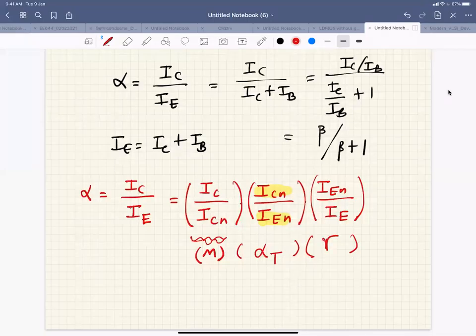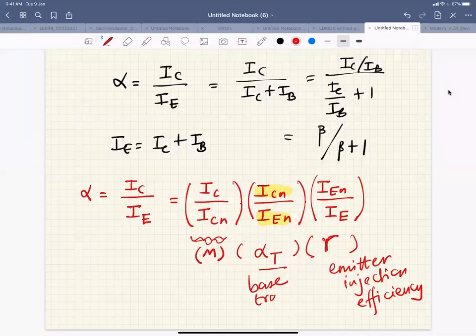So injection efficiency is, out of the total emitter current, how many electrons are injected. That means if my total current is IE and IN is the injection current, what is the percentage of the injection current out of IE? That is the emitter injection efficiency, gamma, and this is the base transport factor. They are very important parameters, right? And this is your multiplication.